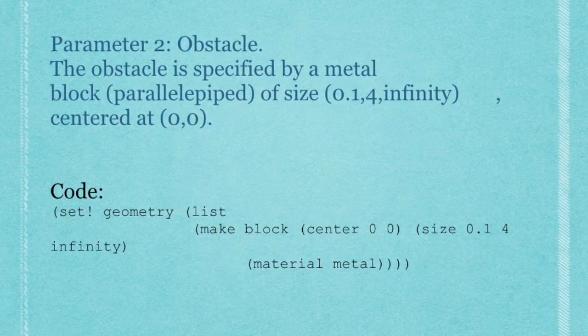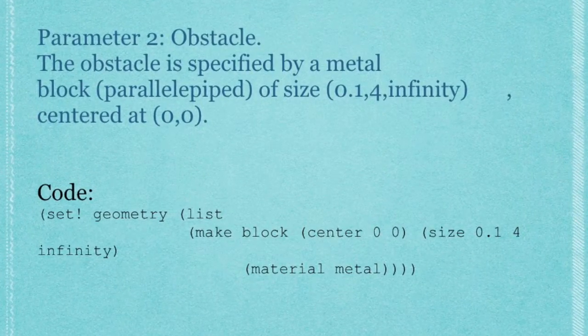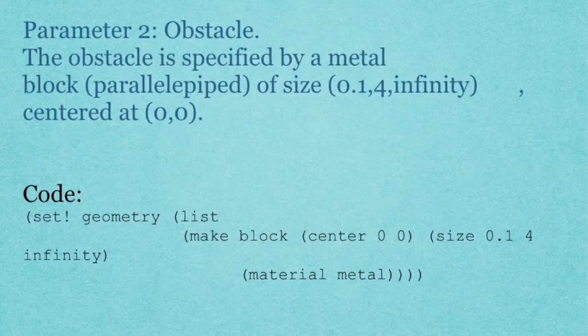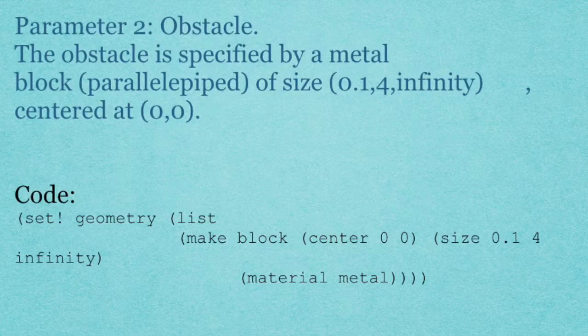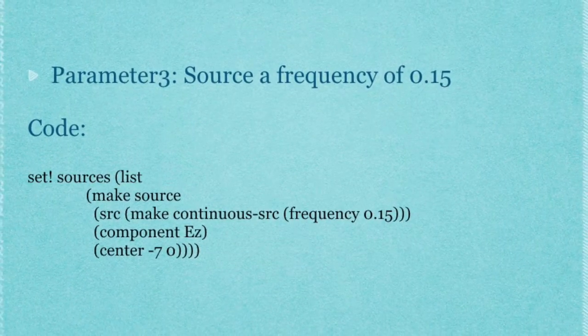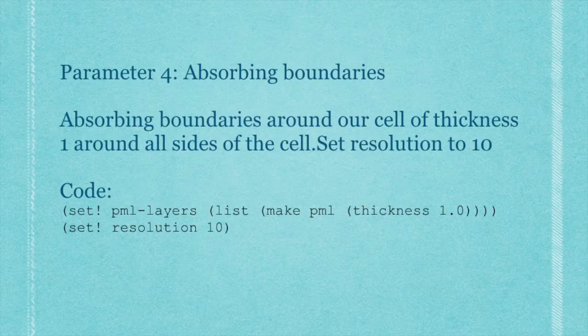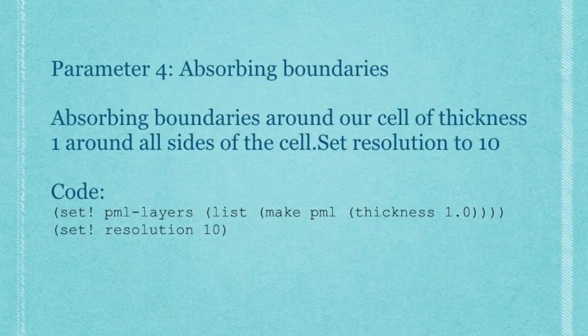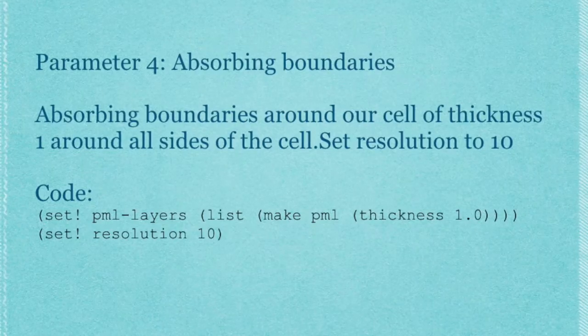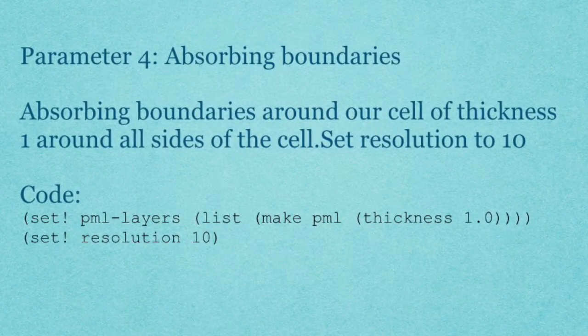The obstacle is specified by a metal block of size 0.1 by 4 by infinity centered at 0, 0. The source frequency: a source of frequency 0.15 is used. The absorbing boundaries: absorbing boundaries of thickness 1 are placed around all sides of our cell.